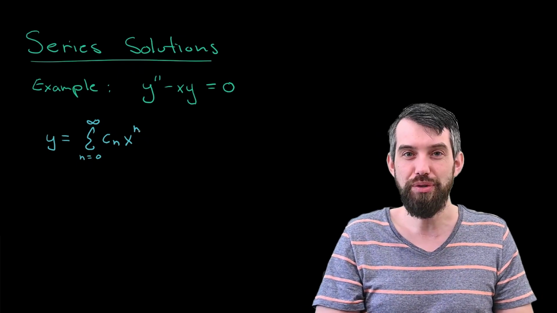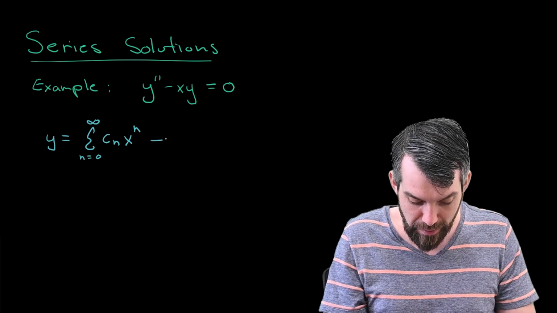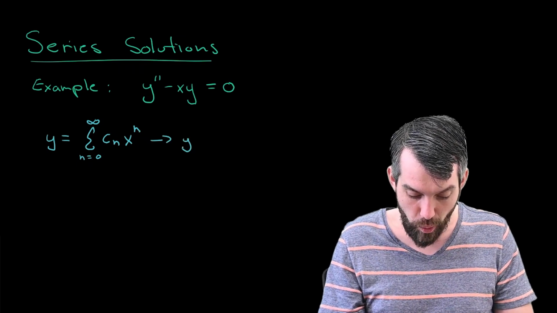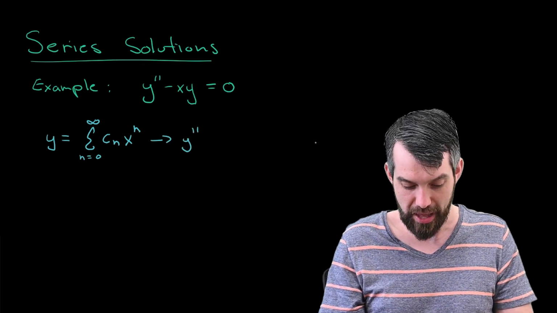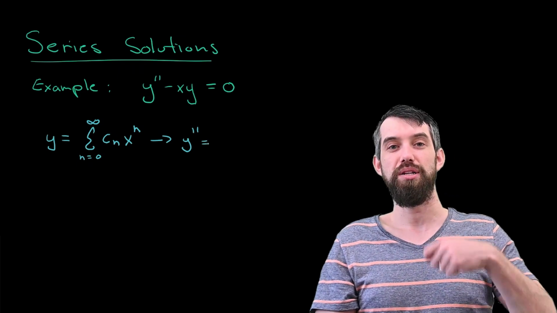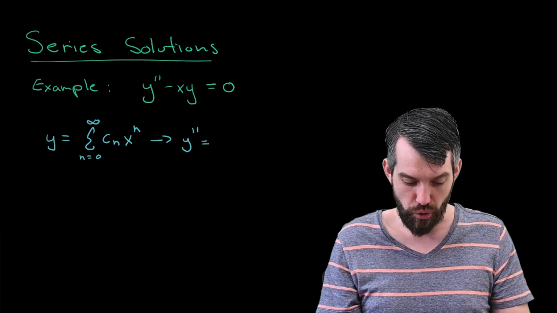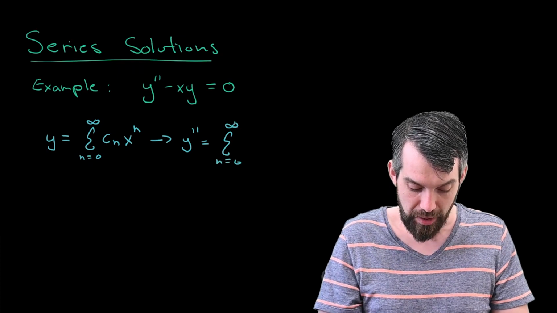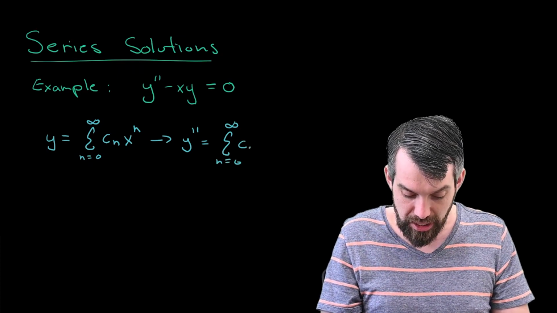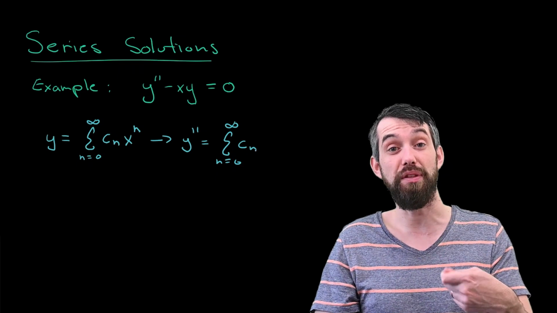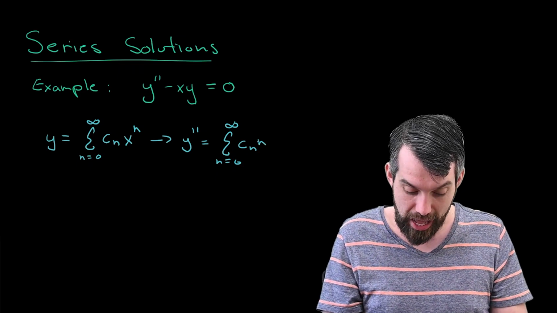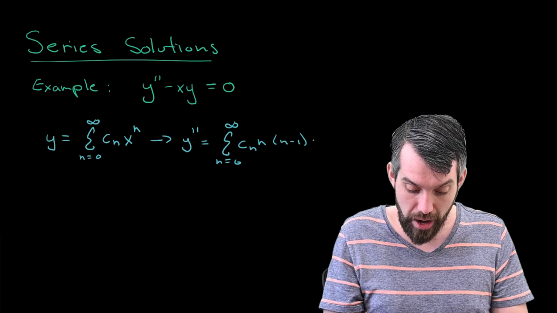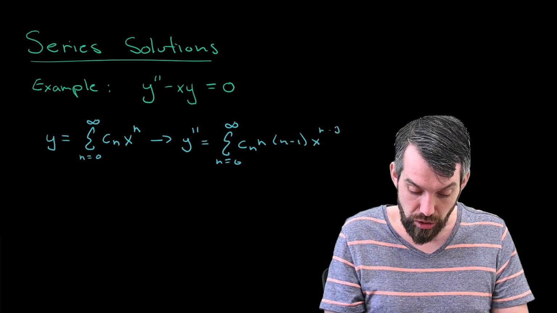Nevertheless, I'm going to assume that I have this. And I'm going to have to take two derivatives. So let me compute that and figure out what y double prime is going to be. Here I'm going to do term by term differentiation twice. So I just leave the sum out the front. The constant Cn remains, but I take two derivatives of the function x to the n. That gives me an n and an n minus 1 and then an x to the n minus 2.